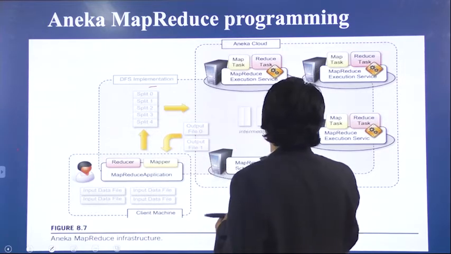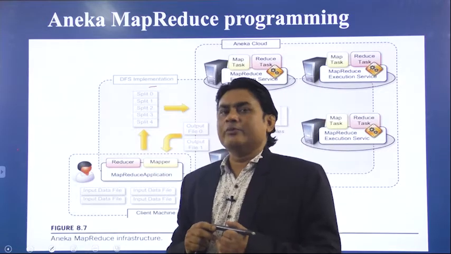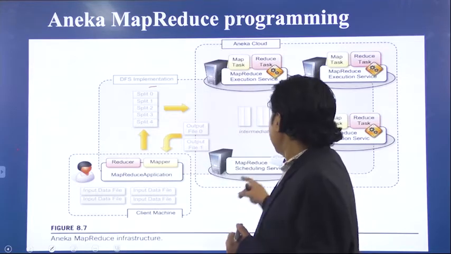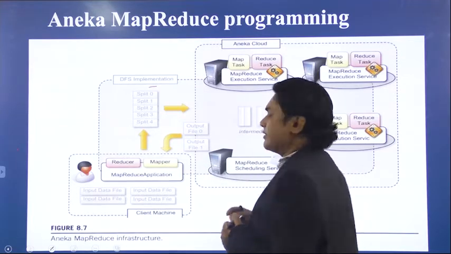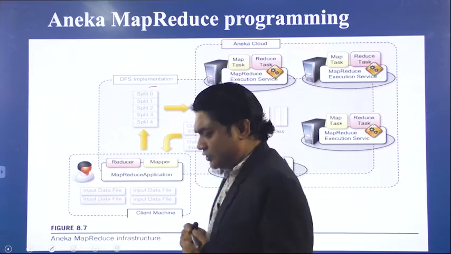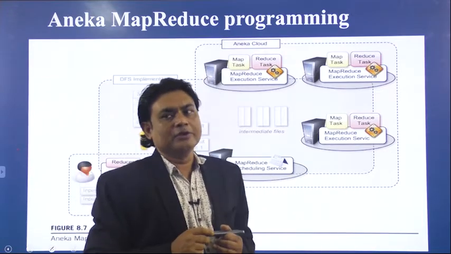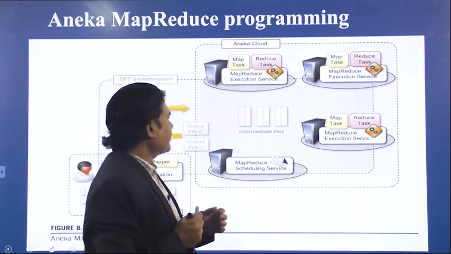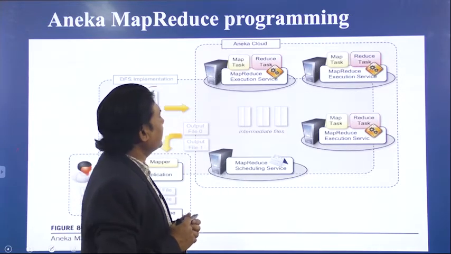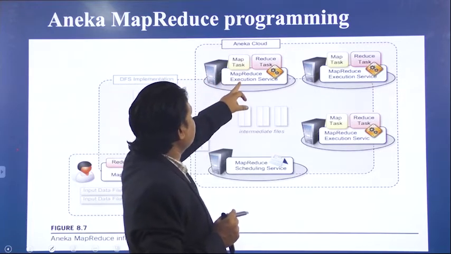For the processing we use the MapReduce execution services. As I already told, Aneka provides two types of services for MapReduce implementation: MapReduce scheduling services and MapReduce execution services. The scheduling services decide which input file has to be processed and what kind of services we can provide for the clients. Later we go for execution, and for execution we require the workers.